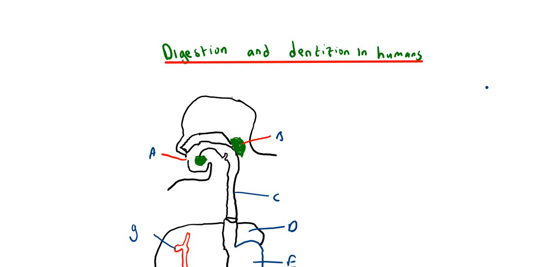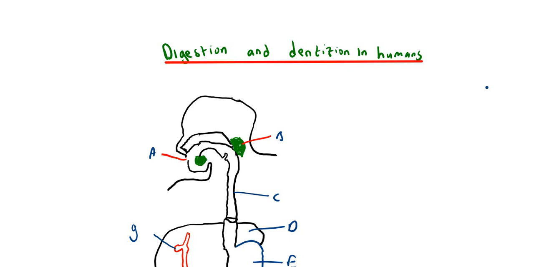In this video we are basically going to look at digestion and dentition in humans. So the diagram that you're looking at right now is a diagram that is showing all the digestive organs, or the organs that are involved in digestion.